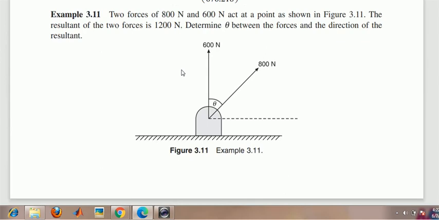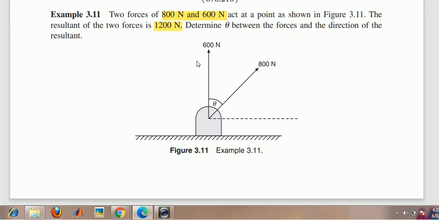So this is the other problem that we are having. Let us understand, what is the aim of the problem? What we need to find out here? Just observe the figure. Two forces are given, 800 Newton and 600 Newton, acting at a point. And one more thing, they have given the resultant of the two forces, 1200. So the value of that resultant is given.